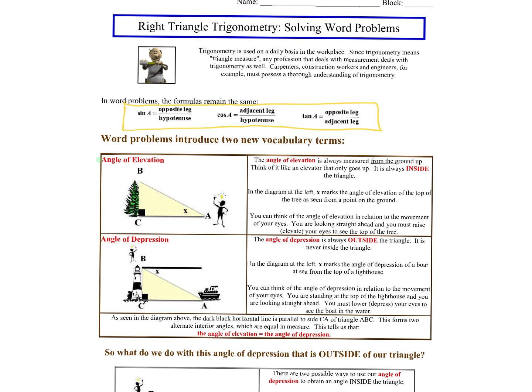Angle of elevation. The angle of elevation is always measured from the ground up. It is always inside the triangle. So this right here is my angle of elevation. It goes from the ground up this way, like that.